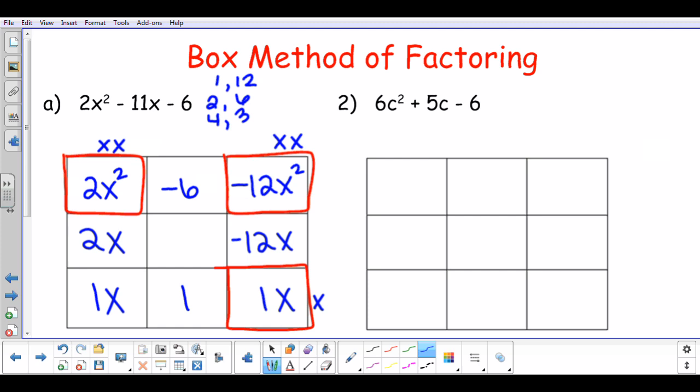Now I have this last middle box, and I have two ways to finish it. I can either do 1 times what will give me negative 6, or I could do 2x times what will give me negative 12. Regardless of the way you look at it, that box needs to be a negative 6.